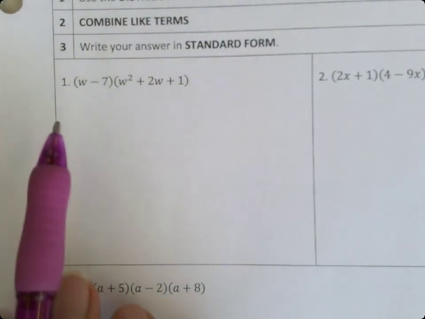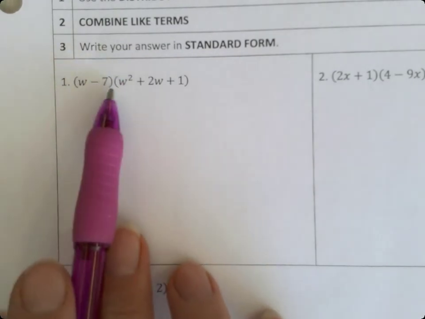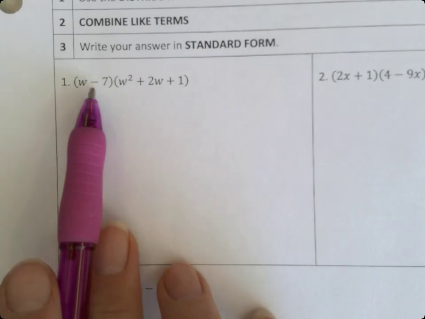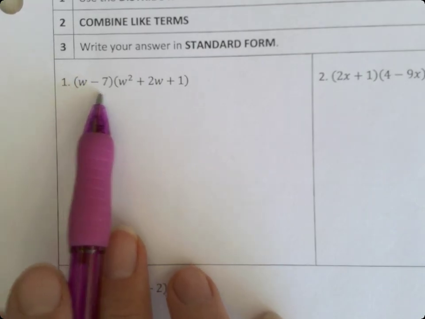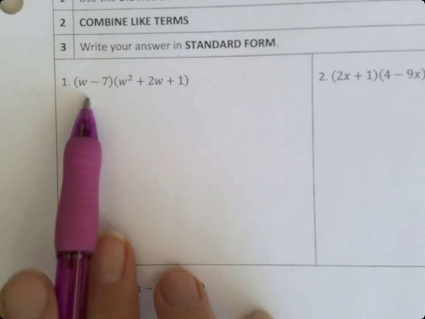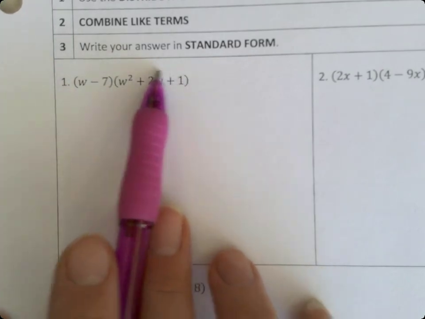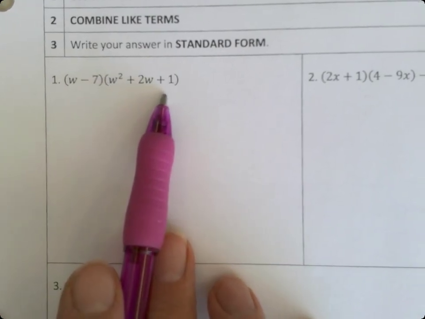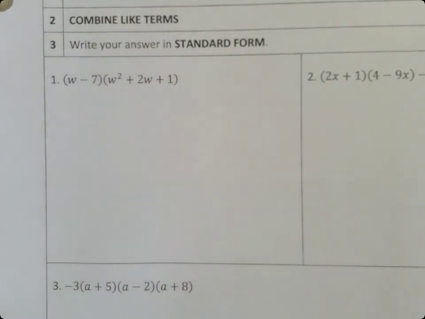Now, just to practice this, how would you name this? I said binomial, but what's the degree? We should know our degrees. It is a degree of 1, so it would be a linear binomial, and this one would be a quadratic trinomial. All right, fabulous. Now, there's a couple ways to do this.